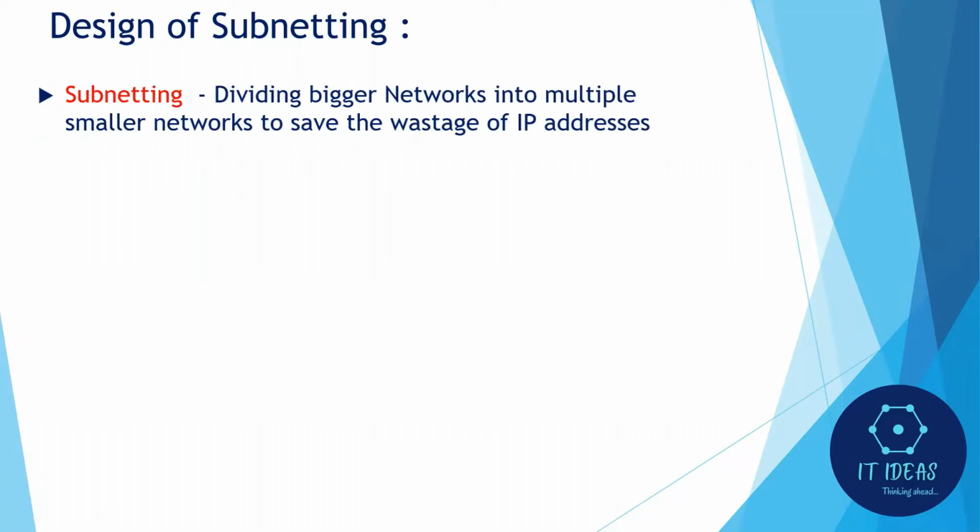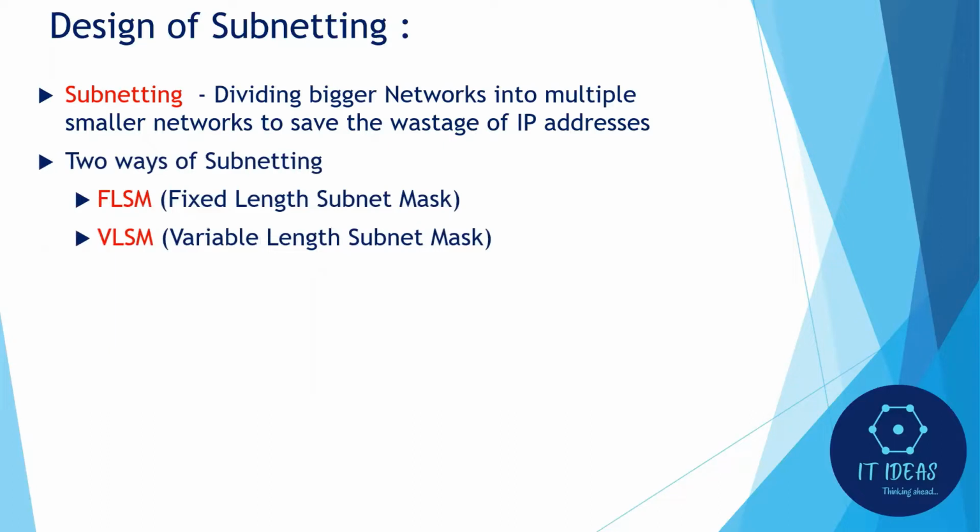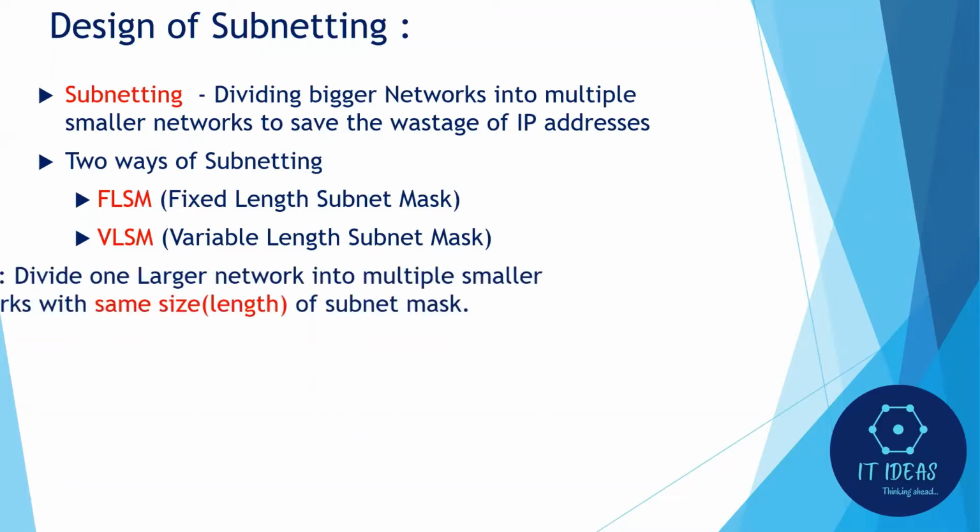What is subnetting? Subnetting is dividing bigger networks into multiple smaller networks. It will help us to save the wastage of IP addresses. We can do subnetting by two ways. The first method is FLSM, fixed length subnet mask. The second method is VLSM, variable length subnet mask. Now we will see what is FLSM.